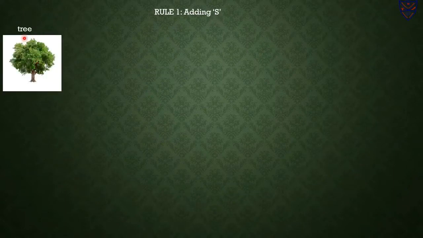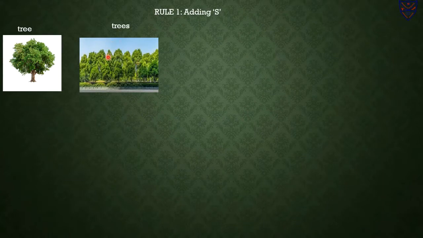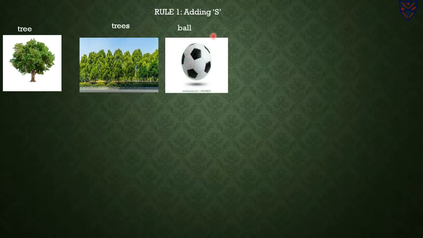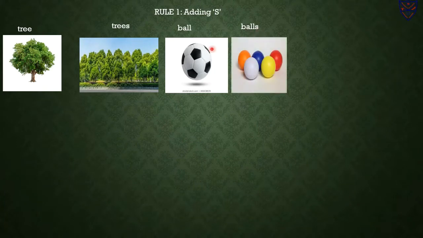Tree. Here you can see one tree. It's a tree. And for many trees, here you can see many trees, right? So to convert a tree into trees, we have to put s. Okay? Ball. Here you can see one ball. It's singular. Now to convert this ball into plural, we have to put s at last, balls. Ball means one ball and balls means many balls, more than one. So it's singular and this is plural.